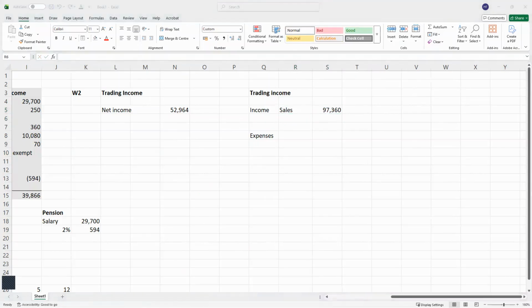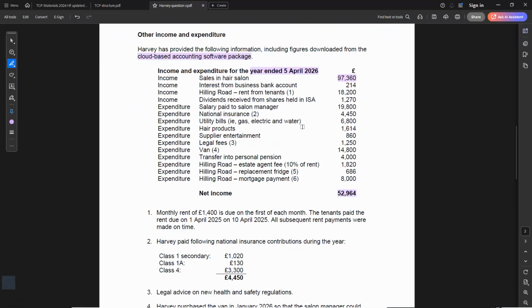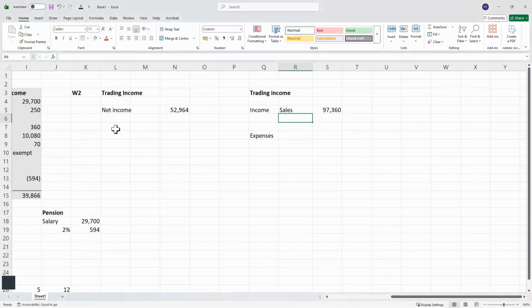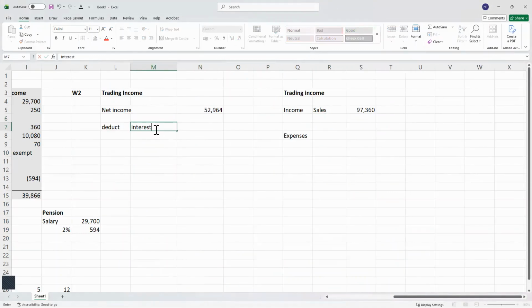And then the next information we're given is interest from business bank account, £214. So for individuals, we know that interest income is taxed separately in the income tax computation under savings income. So this does not get taxed under the trading income schedule. So when we're starting with net income, we're going to need to deduct out the interest, as this should not be included in trading income. So we would take out £214.